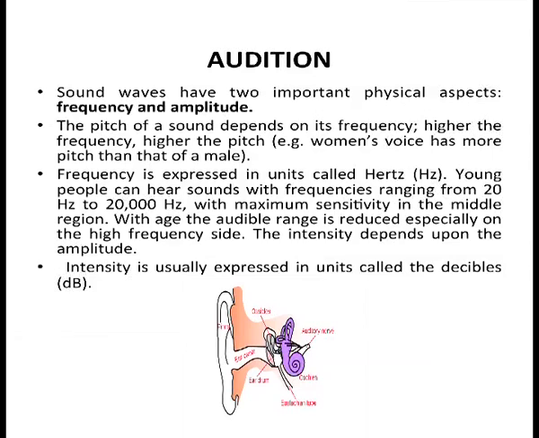Young people can hear sounds with frequencies ranging from 20 Hz to 20,000 Hz, with maximum sensitivity in the middle region. With age, the audible range is reduced, especially on the high frequency side. The intensity depends upon the amplitude. Intensity is usually expressed in units that are called decibels and is represented by small d and capital B.